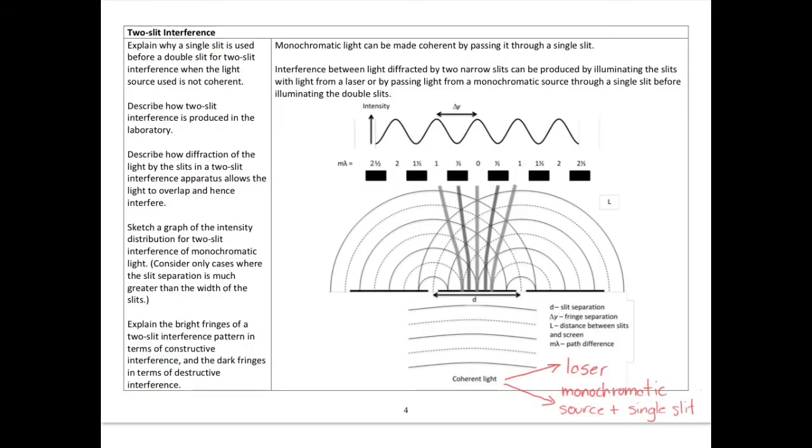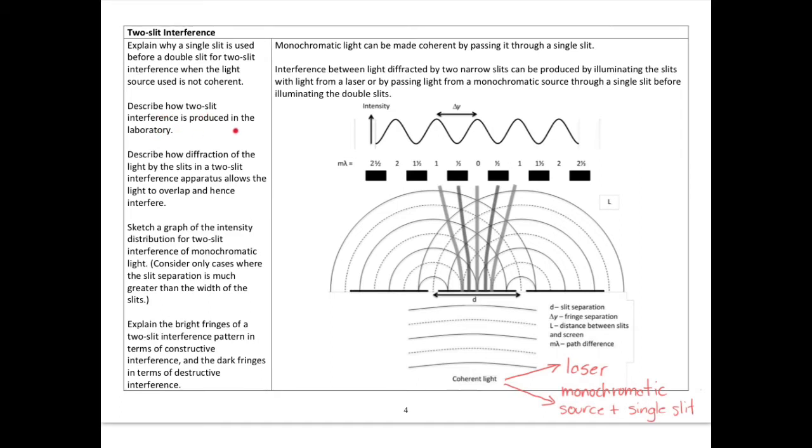Okay, so let's look at the two-slit interference and start to explain it. There's a fair bit here, so let's take it step by step. The first thing you need to be able to do is explain why a single slit is used before the double slit for two-slit interference when the light source is not coherent. I've already mentioned that. Monochromatic light can be made coherent by passing through a single slit, and I've added this in my diagram here.